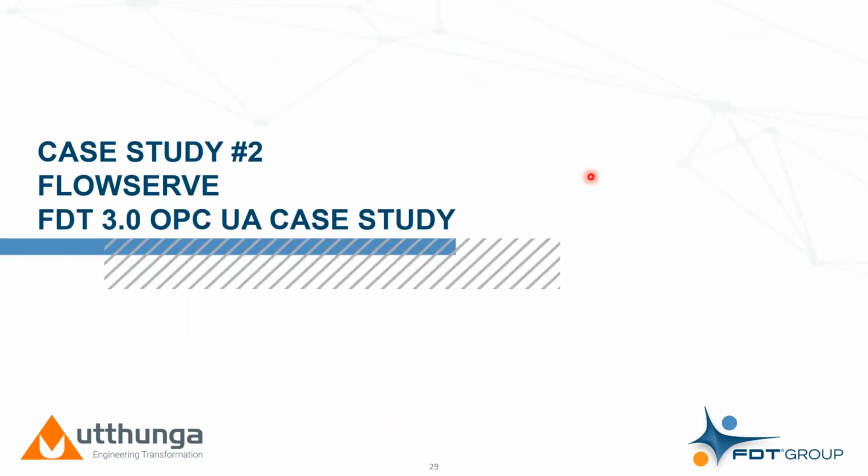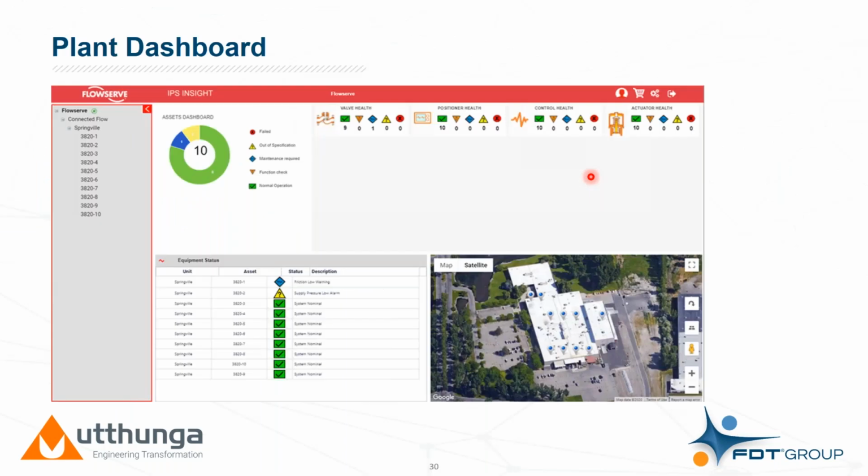Another case study that we have is from Flowserve, and it is based on real-world use cases like remote connectivity and asset monitoring using FDT 3.0 and OPC UA capability. At the end of these sessions, FDT Group will also be sharing the video link of this case study, which we are seeing now.